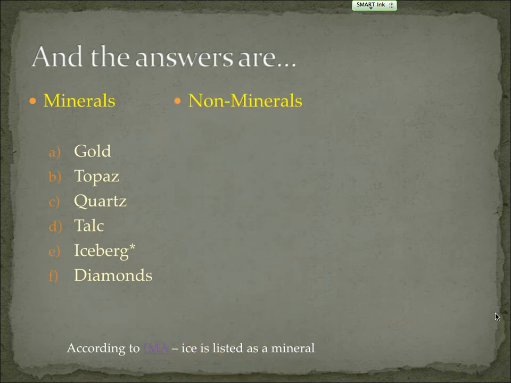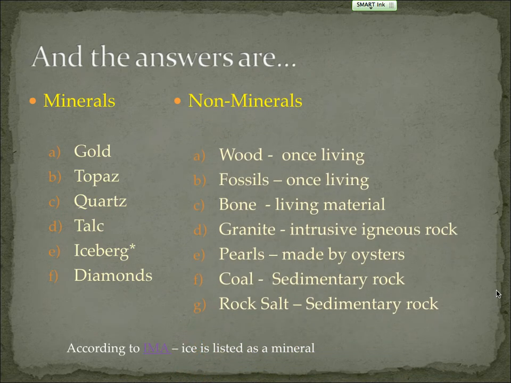So that makes our non-minerals to be wood, because wood was once living. Fossil was once living. Bone is living material. Granite is a rock. Rocks are not minerals. Pearls, they are made by an oyster, so it's not nature made. Coal is sedimentary rock. Rock salt is a sedimentary rock as well.